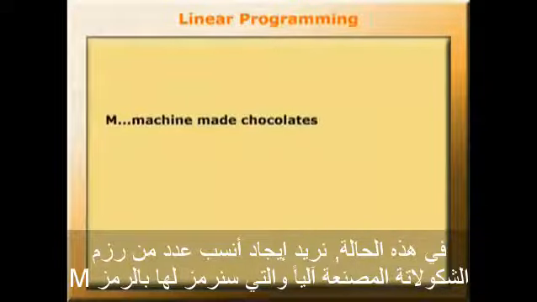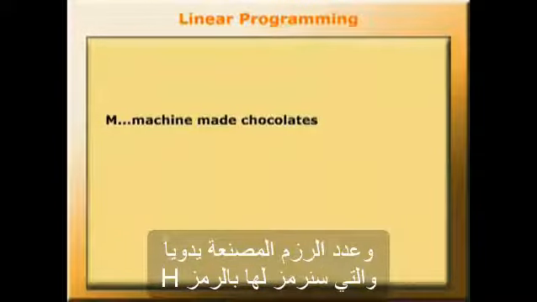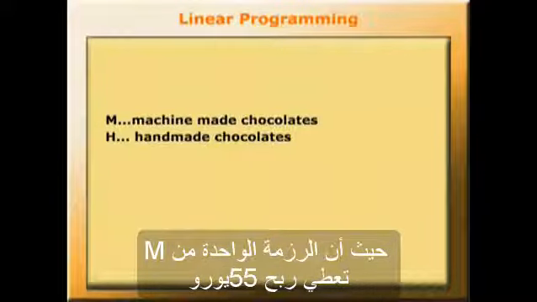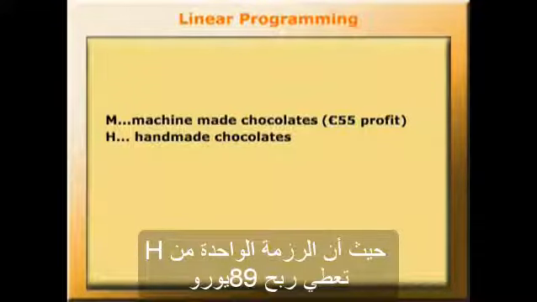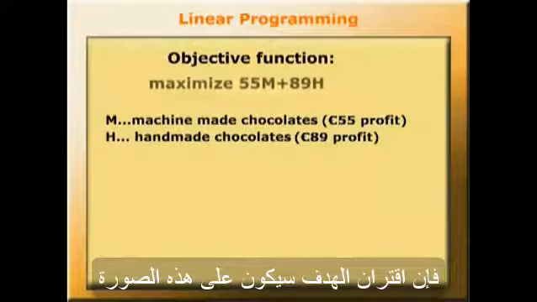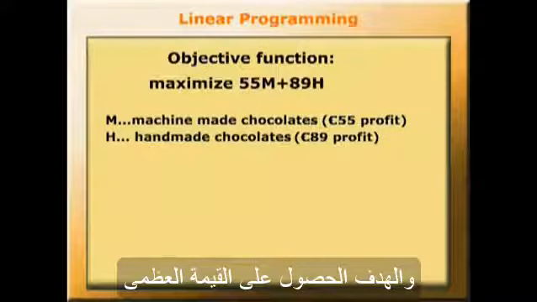Here we follow a series of steps in linear programming to determine how a Belgian chocolate producer should allocate his resources to maximise profits. In this case, we want to find the optimum number of batches of machine-made chocolates that we'll call M, and handmade chocolates that we'll call H. Now, since a batch of M makes €55 profit, and a batch of H makes €89 profit, our objective function can be written as maximise 55M plus 89H.